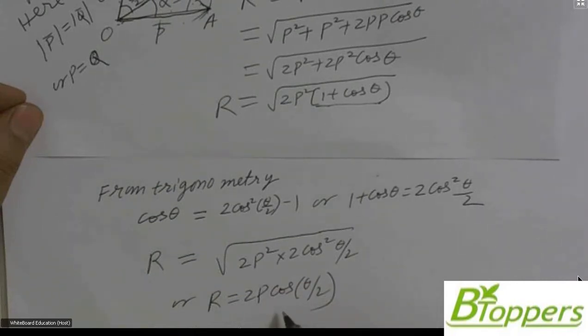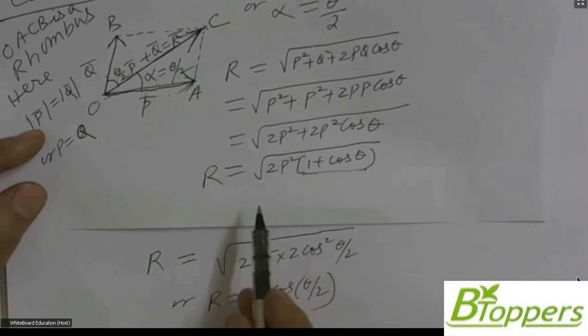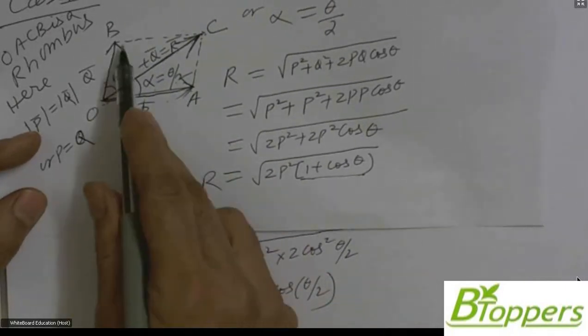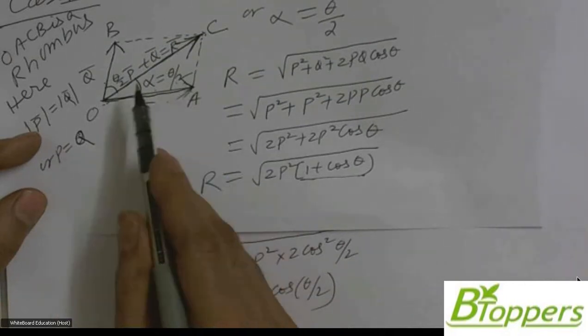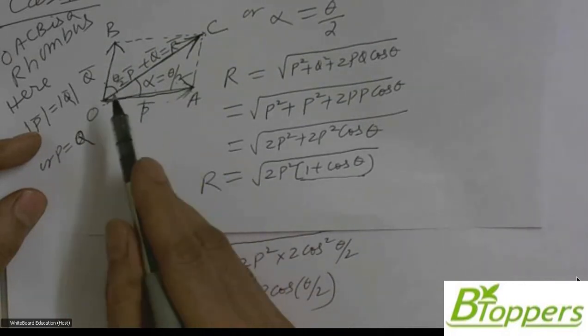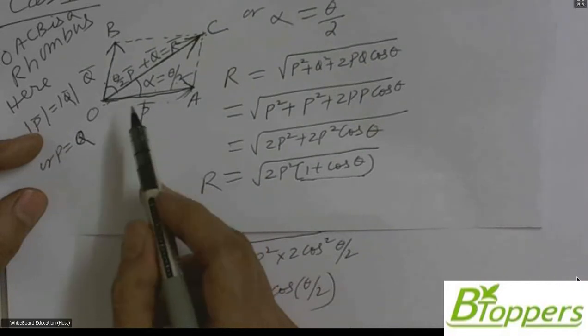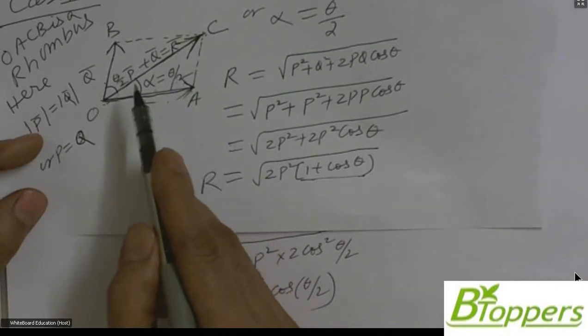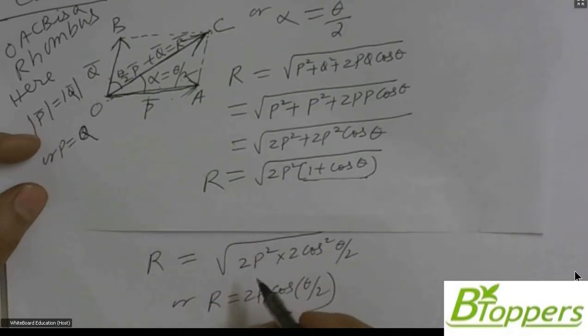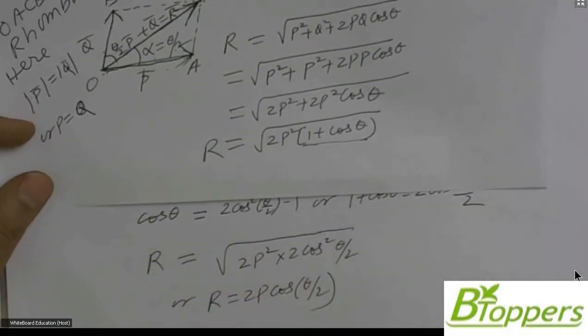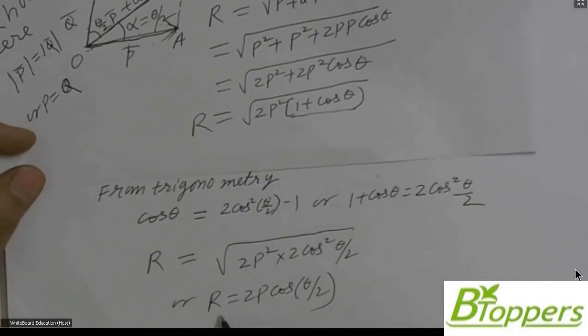So in general, if two vectors p bar and q bar having same magnitude act in different directions such that they are inclined to each other at an angle theta, the direction of the vector sum bisects the angle theta between the two vectors p bar and q bar, and the magnitude of the vector sum or resultant of the two vectors is given by r equal to 2p cos theta by 2.